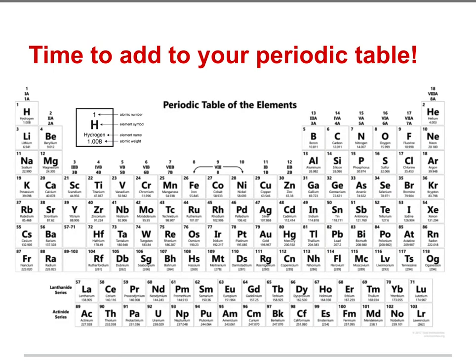Now, what I want you to do is add a key to your periodic table. Basically, I want you to take a moment and draw that hydrogen box that you have on your periodic table off to the left. So make sure you include the atomic number, the element symbol, the element name, and the weight. And then I want you to label each of those four parts of that cell in the periodic table.